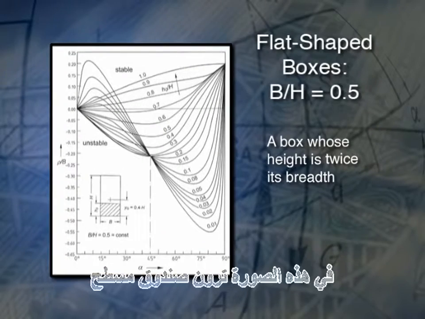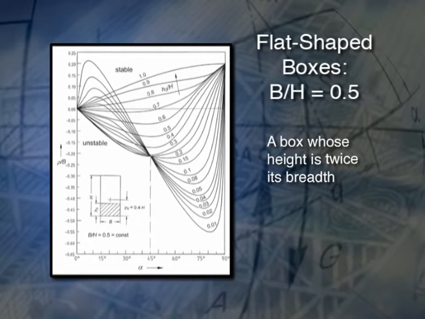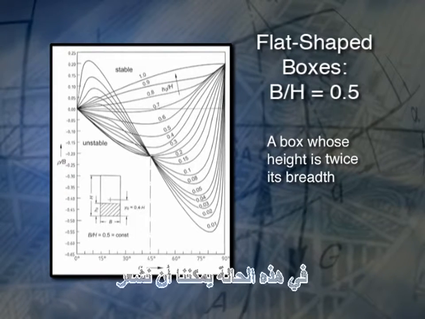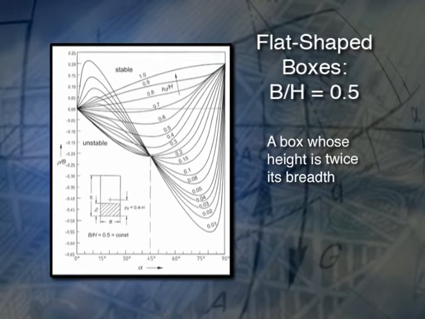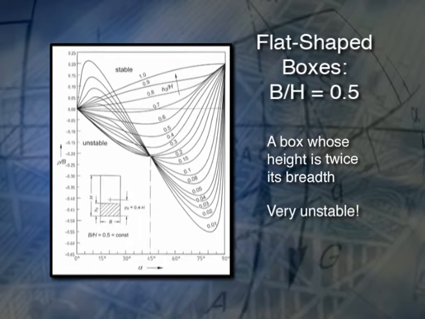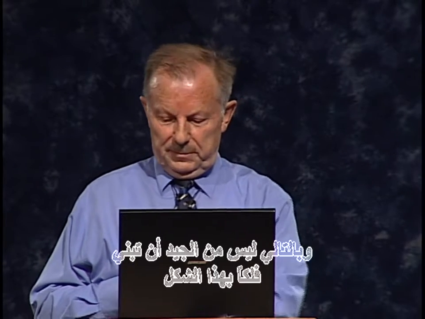Now on this picture you see a flat-shaped box where b over h is 0.5. And you see in this case, as we can feel, all the arks in this shape are unstable. So it's not good to construct an ark in this shape.